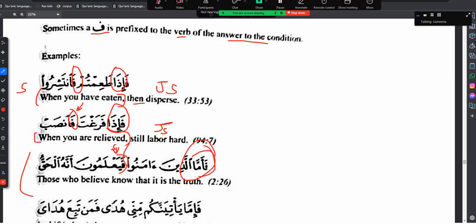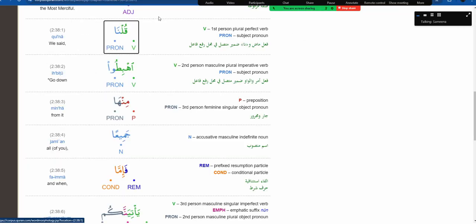No, not fa. Fa is not a conditional article. Fa is just a prefix to the word or the answer to the condition. So fa comes in the Jawab shart. Which is the conditional article in this ayah? We learned about the conditional articles iza, amma, and imma, right? So it's not amma, it's imma. Okay, let's take this ayah on purpose.